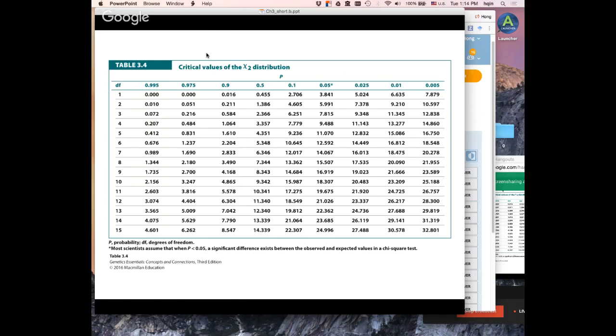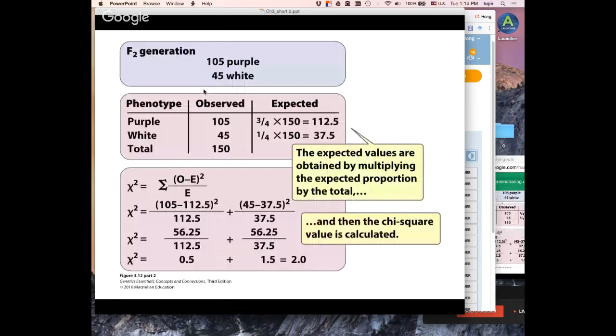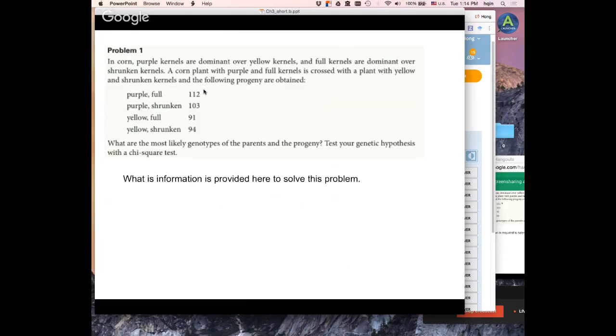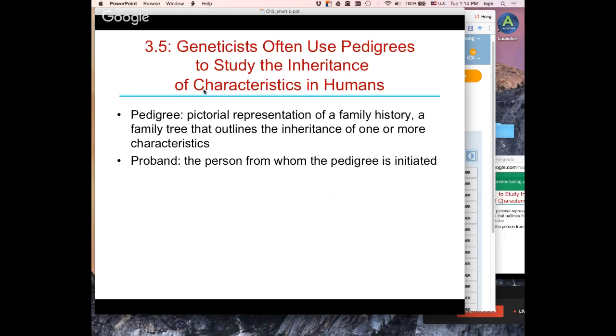At least we can start the pedigree. But hopefully everyone knows how to do chi-square analysis in the exam. If there's one thing you know for sure is going to be in your exam, this chi-square calculation will be there.